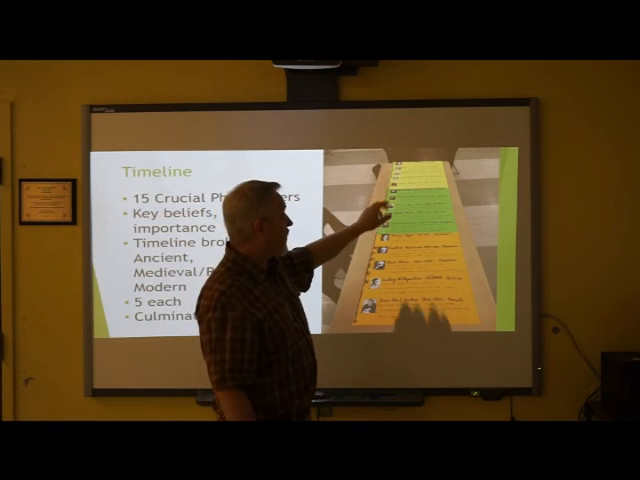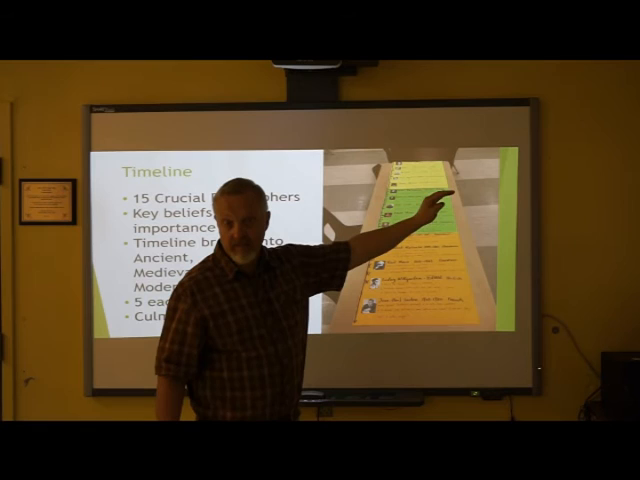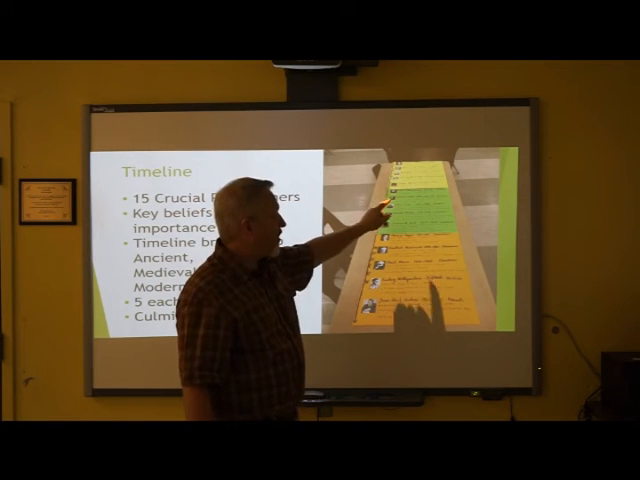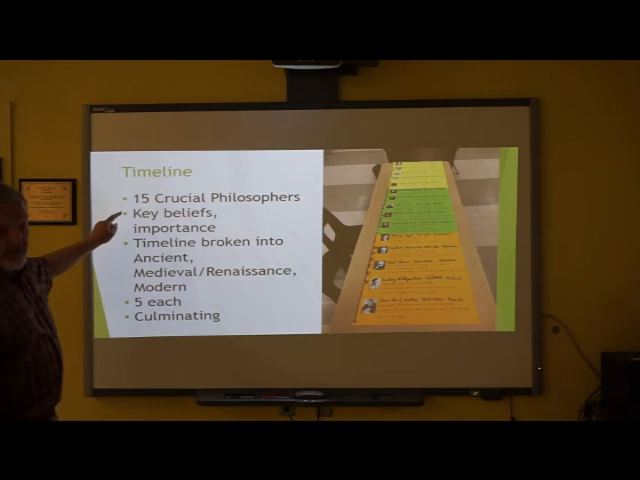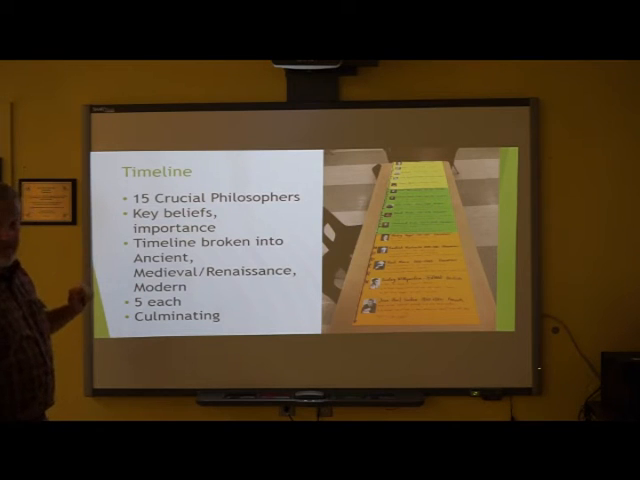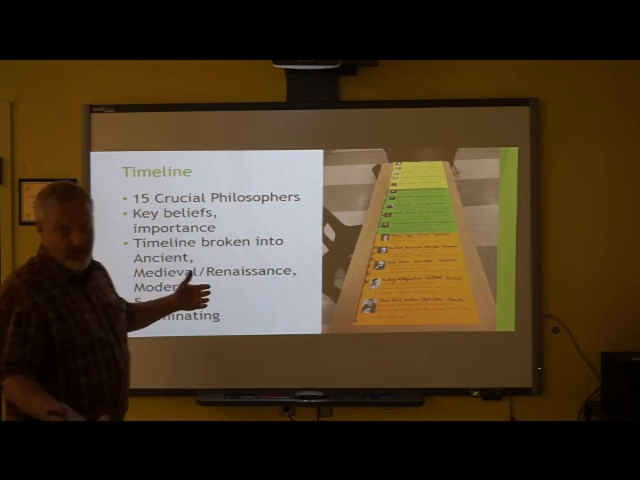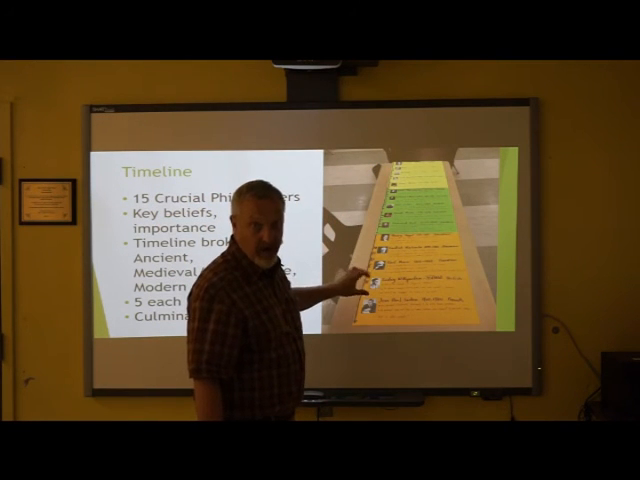For each philosopher, I want you to have a picture of them, their name, key dates, born and died. I want you to have a point form, summary listing of their key beliefs. So that's a point about their importance, and then a quote. So if you do the math for that, that's going to be 5 philosophers for each era.